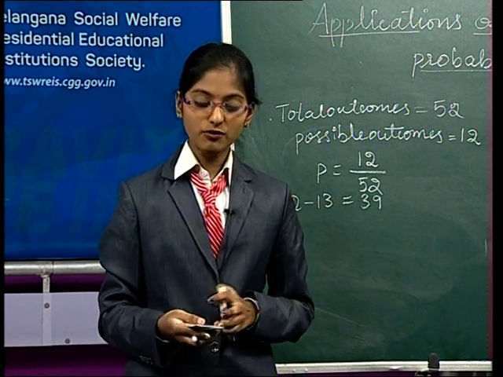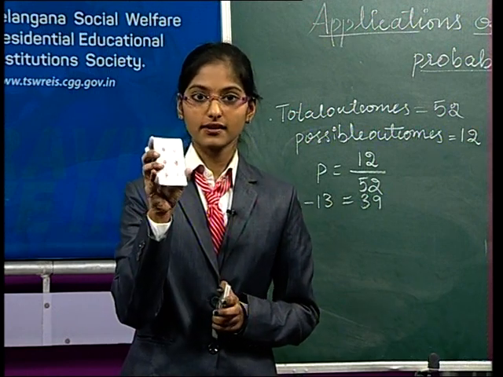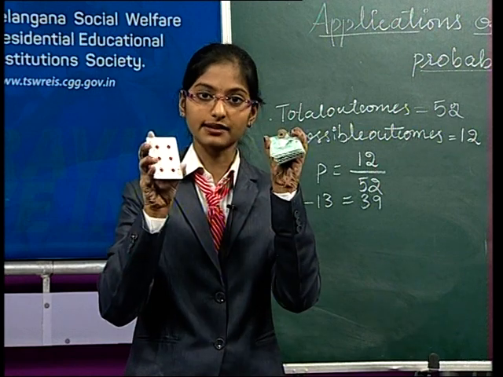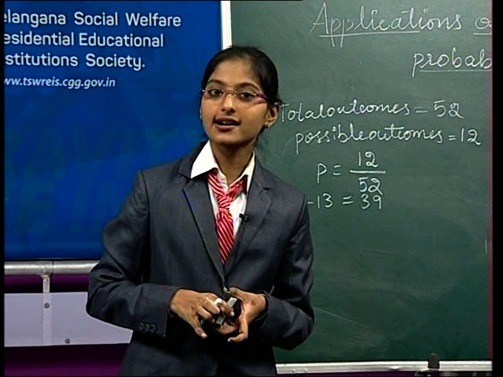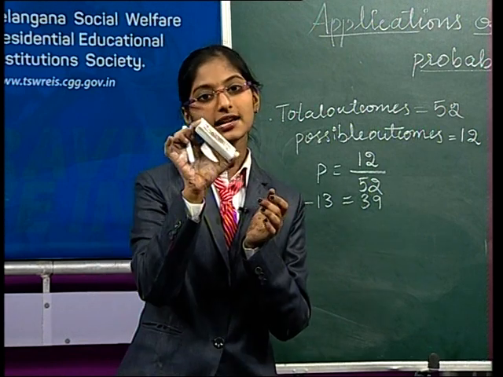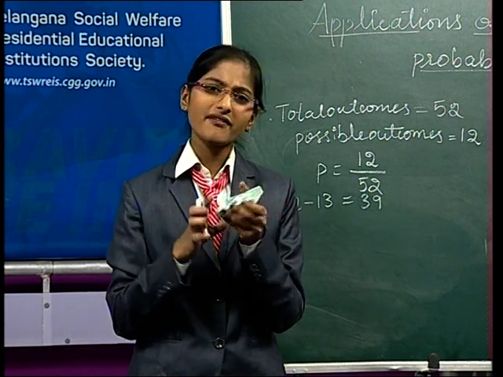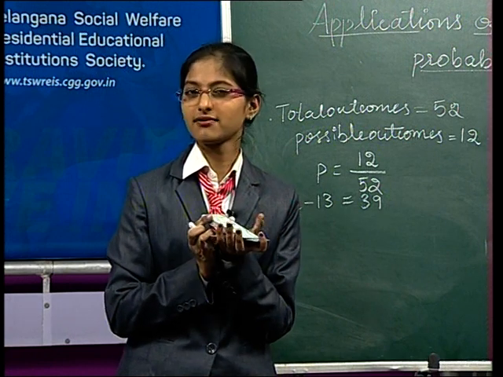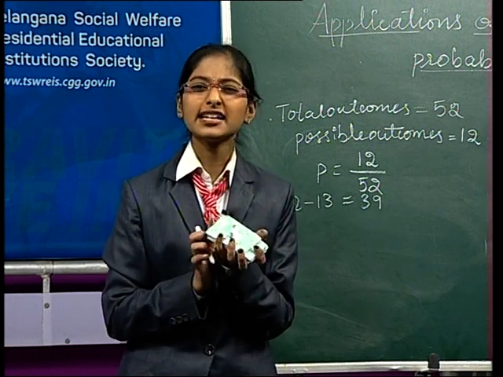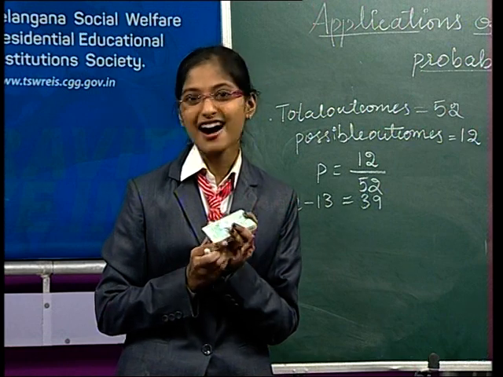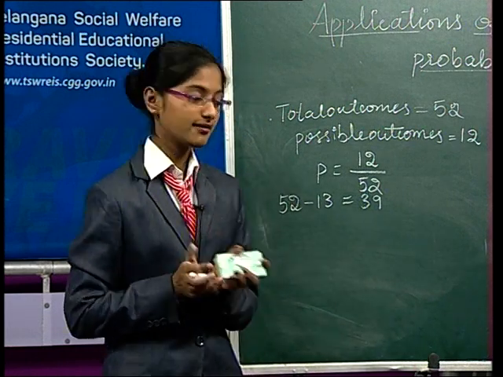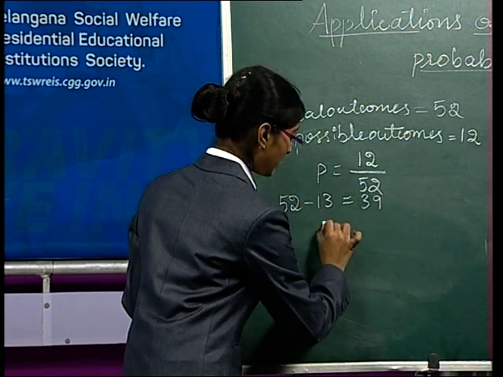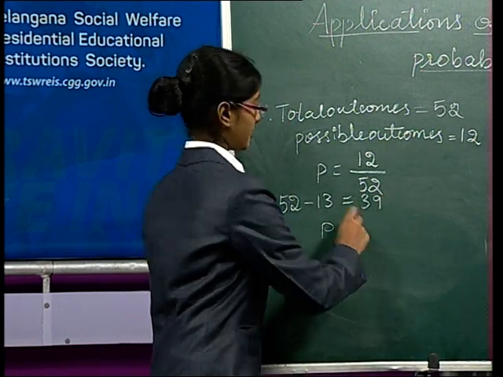See, I have removed the red diamonds from the set. I want the red hearts. From these 39, I want the red hearts. When I am shuffling and shuffling, what is the probability for getting a red heart? How many red hearts are there? 13, right? Yeah. Possible outcomes are 13.